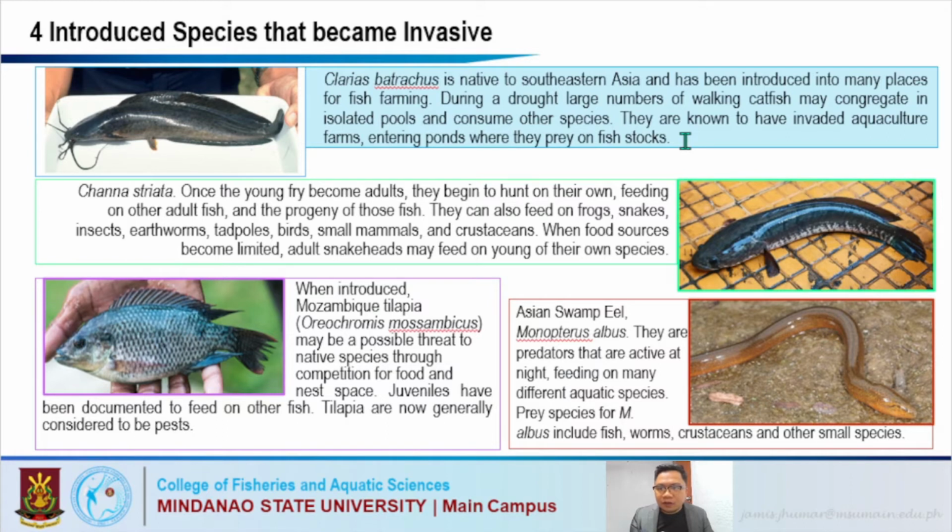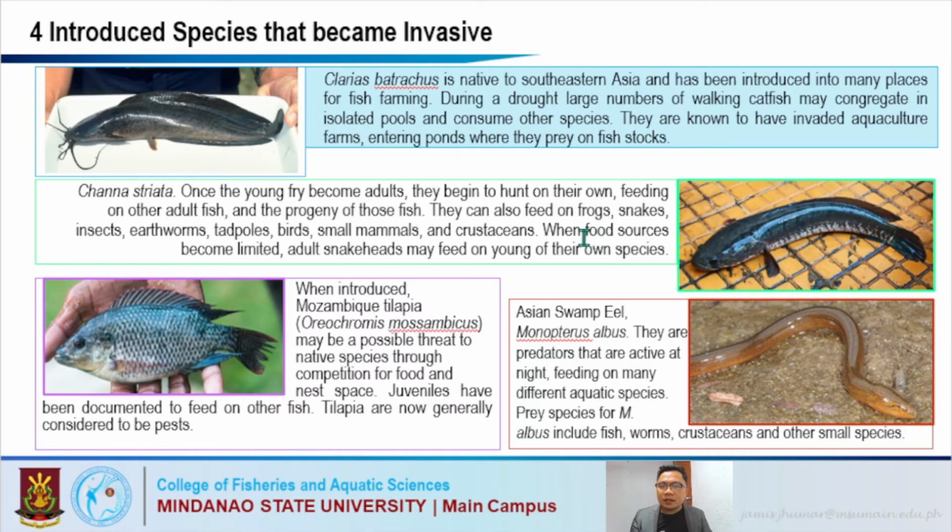And then among the introduced species that became invasive in the Philippines is the Channa striata, or the mudfish. Once the young fry become adults, they begin to hunt on their own, feeding on other adult species. And the progeny of those fish can also feed on frogs, snakes, insects, worms, tadpoles, birds, and small mammals, as well as crustaceans. When the food sources become limited, the adult snakehead may feed on their own young. So that's very unlikely for a species, not feeding on their own young, no? Especially when they get too hungry.